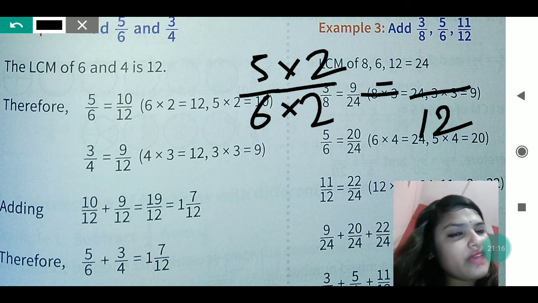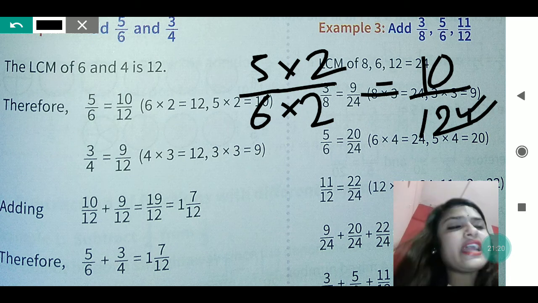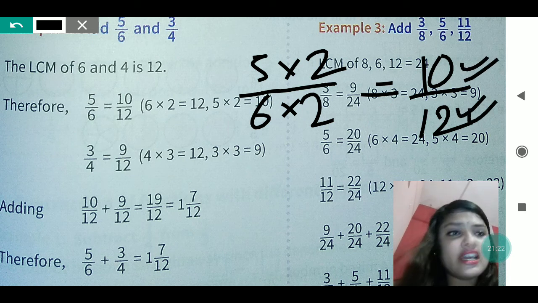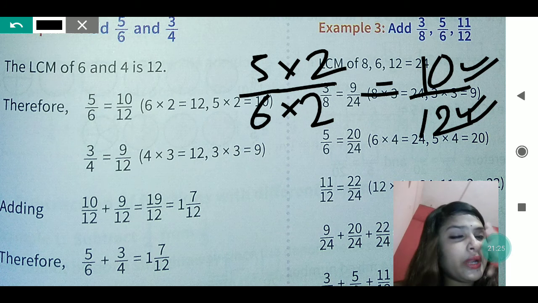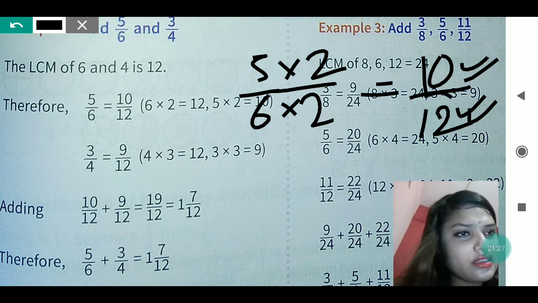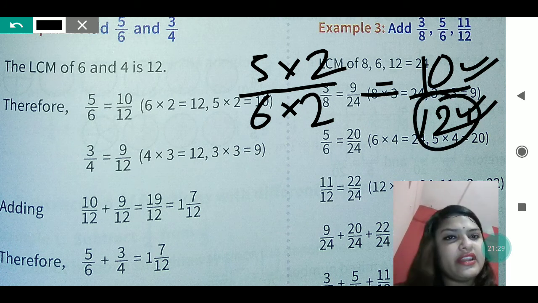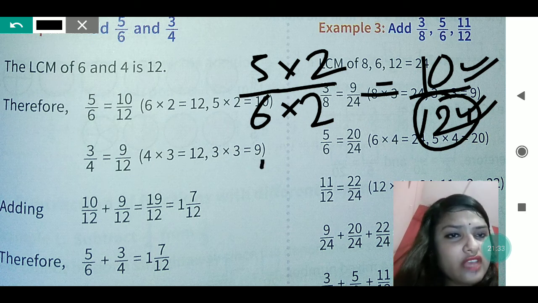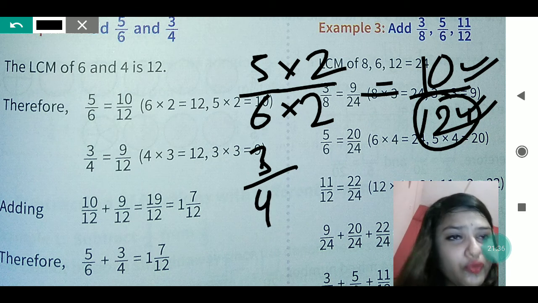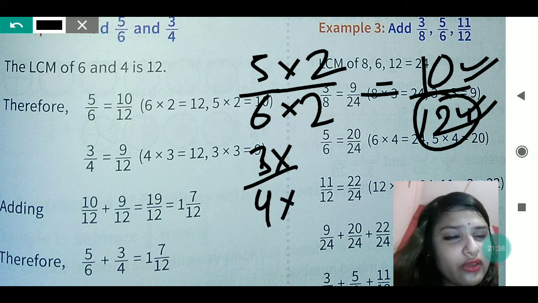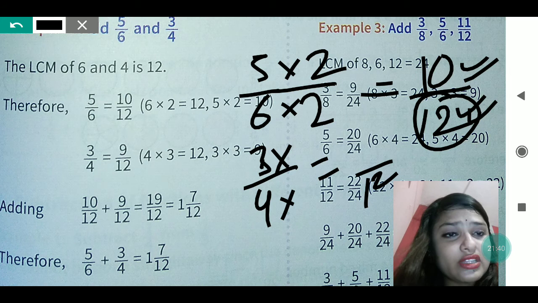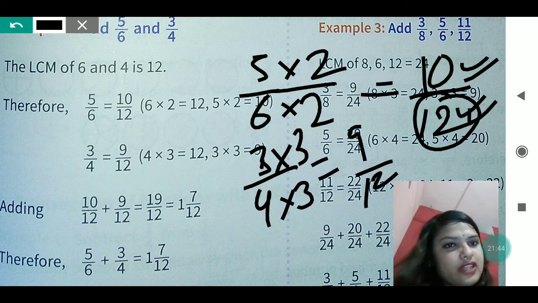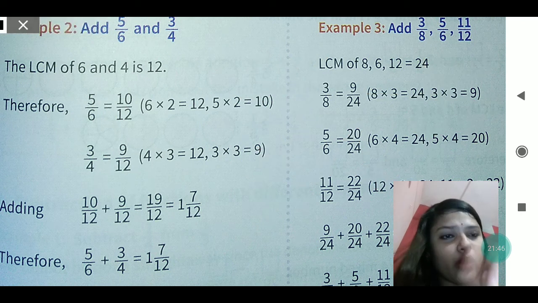So upside also, when I multiply with 2, I will get 10. Only downside I have to get 12. Whatever is upside, we don't have to see that. We have to write 12 as the denominator. In the same way, 3 by 4 is there. So 4 into what will give 12? 4 3s are 12. So upside also 3, so 9 by 12. 10 by 12 and 9 by 12 you have got, isn't it?